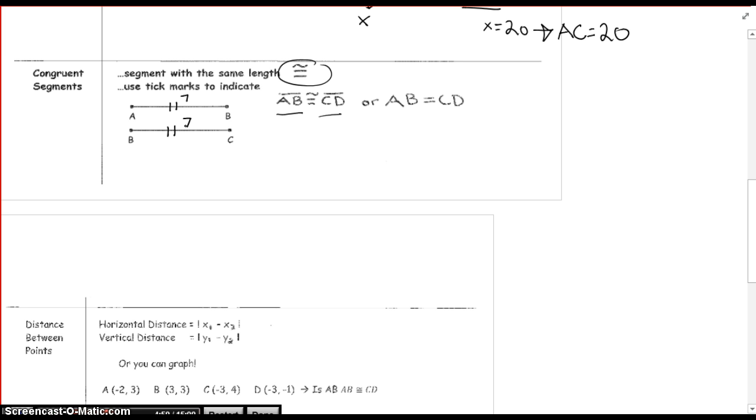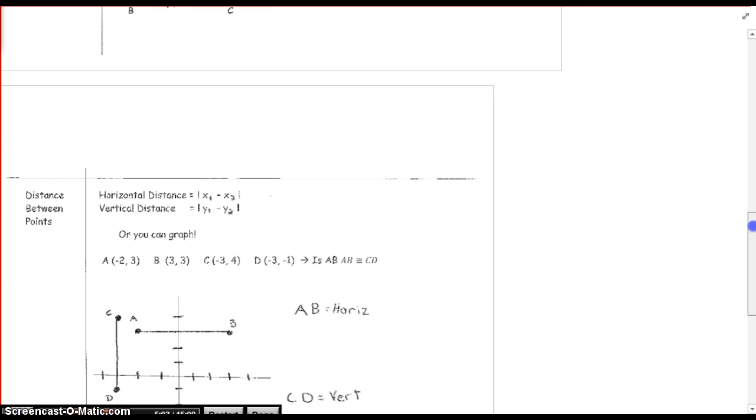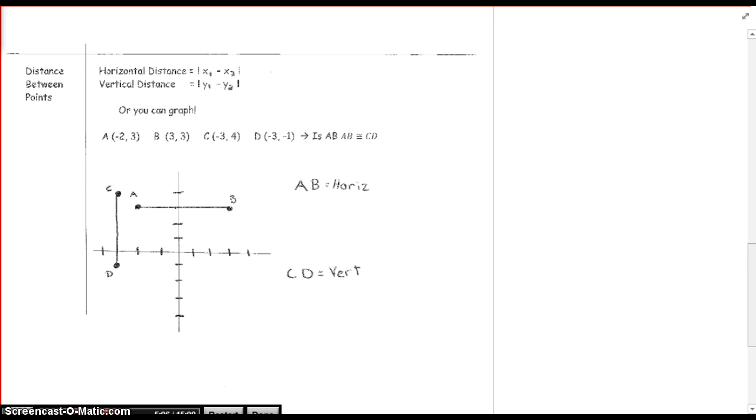And then last but not least here, we're going to be looking at the distance between points. We have a horizontal distance and we also have a vertical distance here.